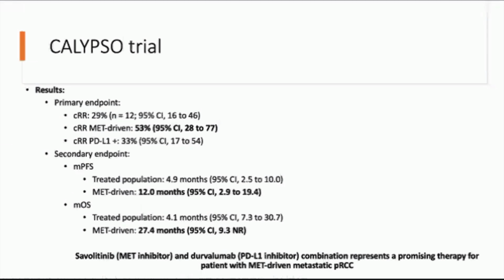In those patients with a MET-driven papillary RCC, the median progression-free survival was 12 months, with a median overall survival of 26 months compared to 4 months when you compared it to the entire treated population, which is quite a significant difference. And overall, this data, I think, is very promising for the use of the savo-durva combination therapy in patients with MET-driven papillary RCC.